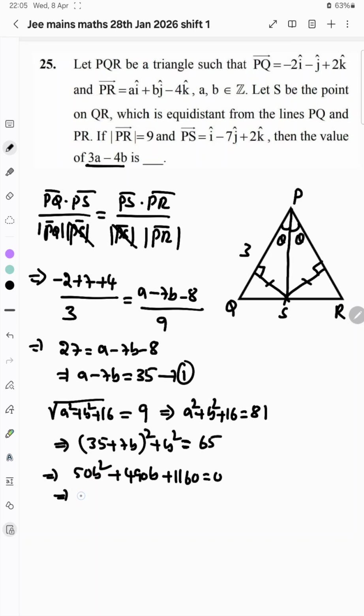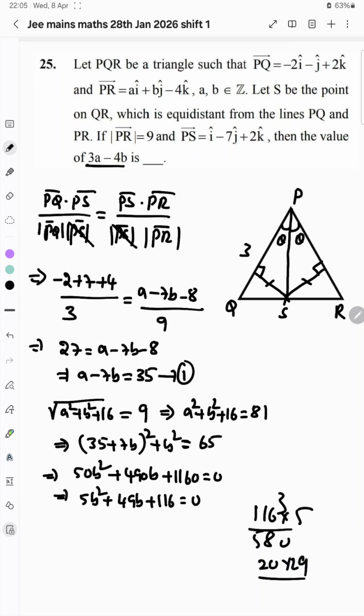Now the remaining is what now? Only 5b² + 49b + 116 = 0. Now multiplication is how much we should get? 5 times 116 is 580, we have to get it, right? And the sum is 49. So we can take 20 into 29 is 580. So let's split the middle term like that: 5b² + 20b + 29b + 116 = 0.